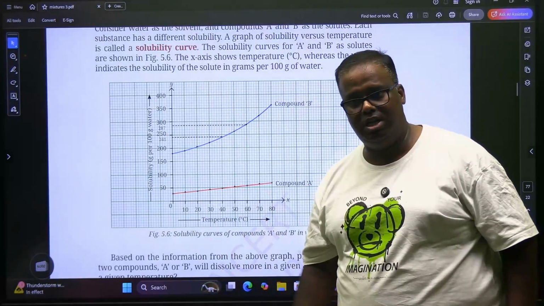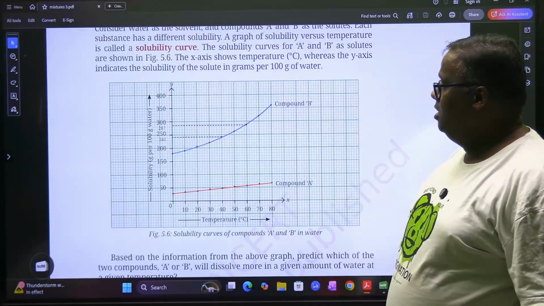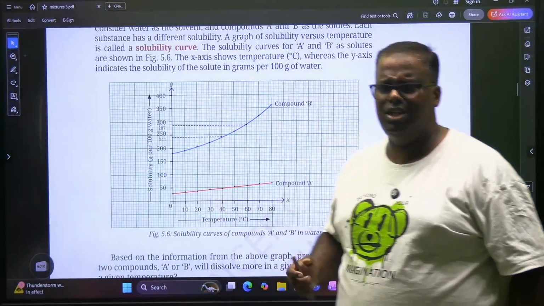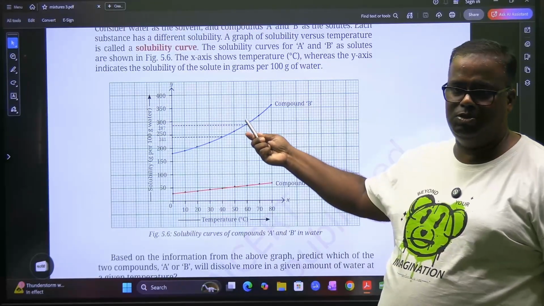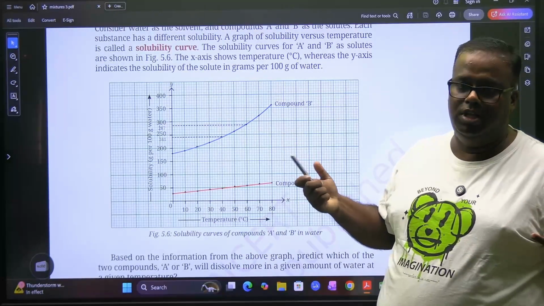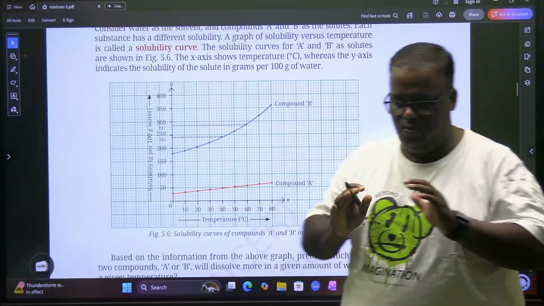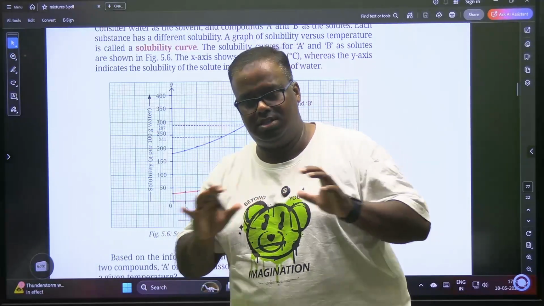Are you understanding? That means whose particle size should be small? This particle size should be small because the solvent is the same, water. At 80 degrees, when you heat water, water particles are going to go apart, the same for both of them.